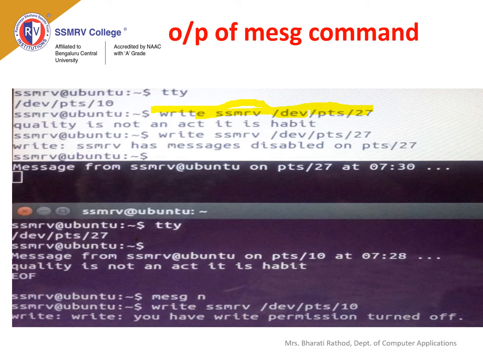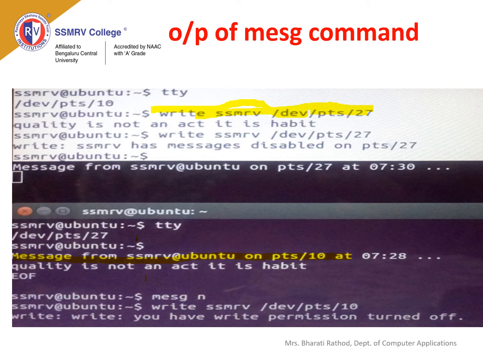Now on terminal 27, you can see the pop-up message from terminal 10, that is, message from SSMRV at Ubuntu on terminal, followed by a timing also, and the message also appeared on terminal 27.